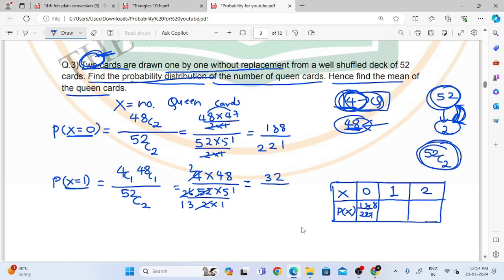And the denominator will get 221. Okay, cancel out this number also, 48 and 51. So you will get 32 upon 221 here, 32 upon 221.